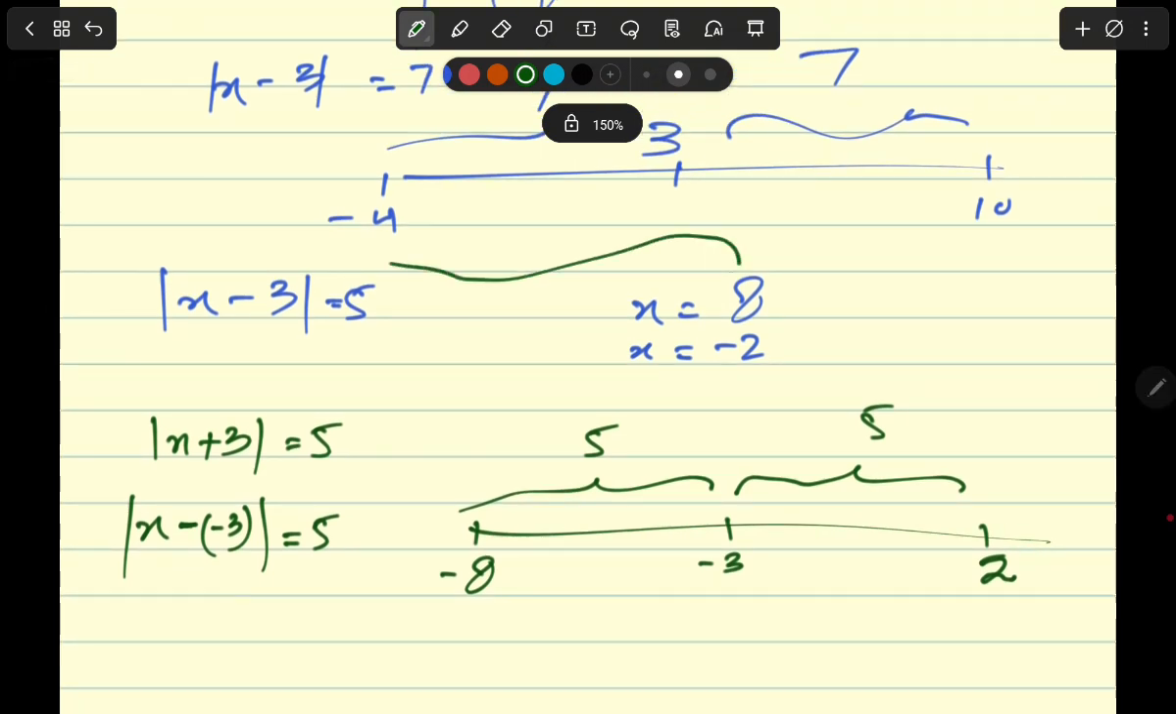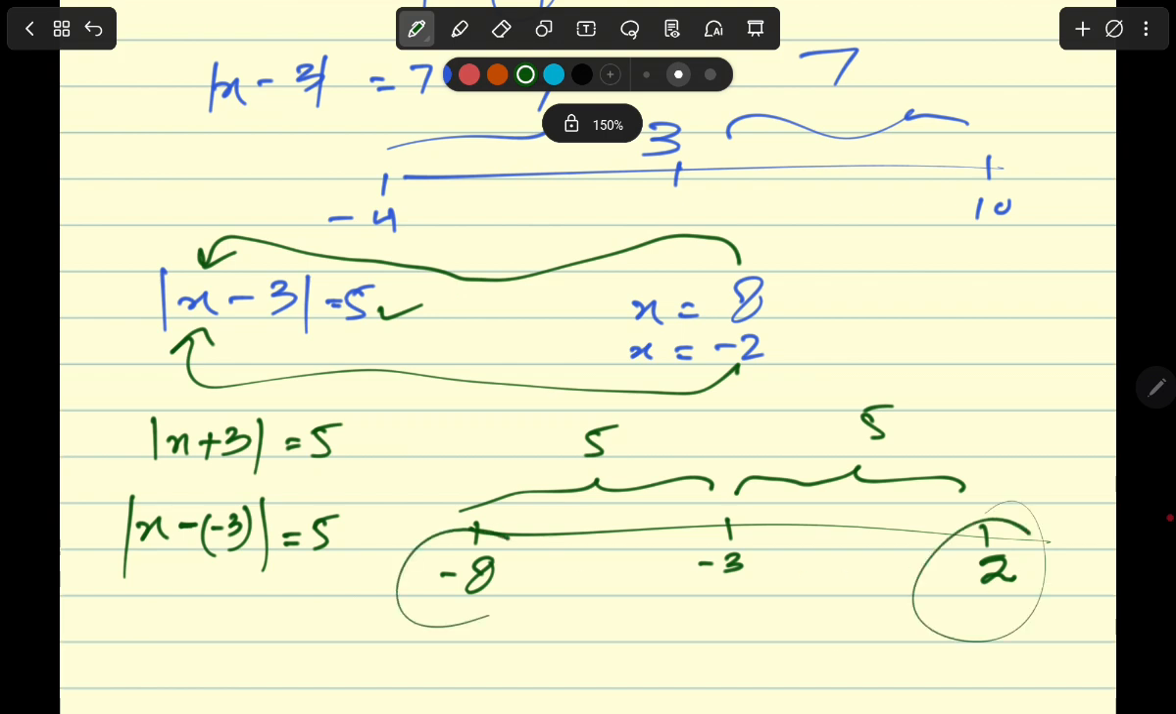And all these answers we can quickly check as well. If I put 8 here, 8 minus 3 is 5, modulus of 5 is 5. If I put negative 2, negative 2 minus 3 is negative 5. Modulus of negative 5 is just 5 by definition. Similarly, if you put these answers into this equation, you can pause the video and check quickly, you can see that it is valid.